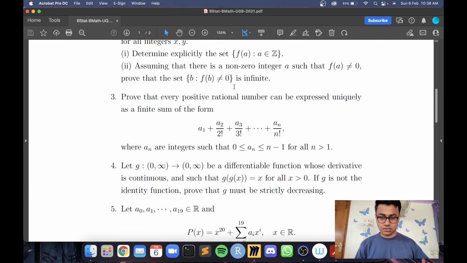Now we have a more involved question. Question 3. For question 3, we are asked to prove that every positive rational number can be expressed uniquely as a finite sum. These are the keywords that we have to prove: can be expressed, this is one word, expressed uniquely, and as a finite sum of this form. We are in integers and we are given some constraints.